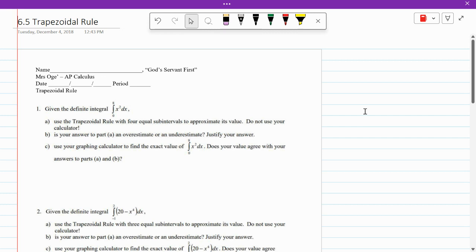Okay, today we're going to talk about how to use trapezoids to estimate area under a curve. We have already used rectangles, using a left Riemann sum and a right Riemann sum, and we've done midpoint. But today we're going to talk about how we use trapezoids instead of rectangles.